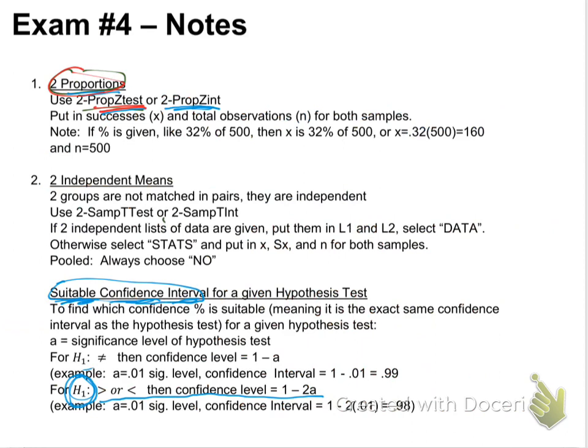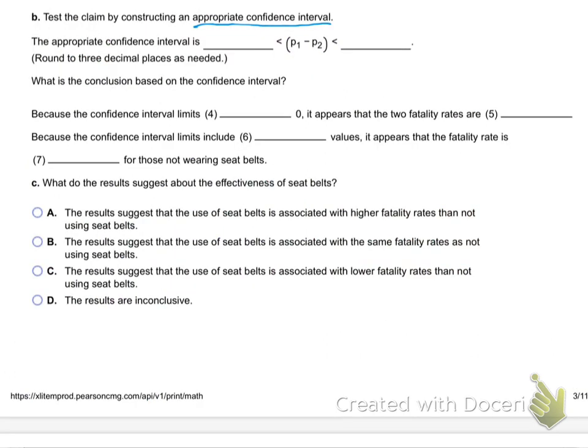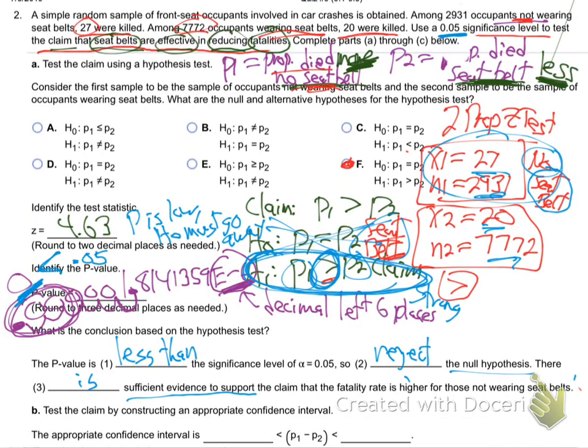So H1 greater than or less than, the confidence level is 1 minus 2a. So the confidence level, 1 minus 2a. What's the a? What's the significance level? It is right there. Significance level 0.05, that's our a.